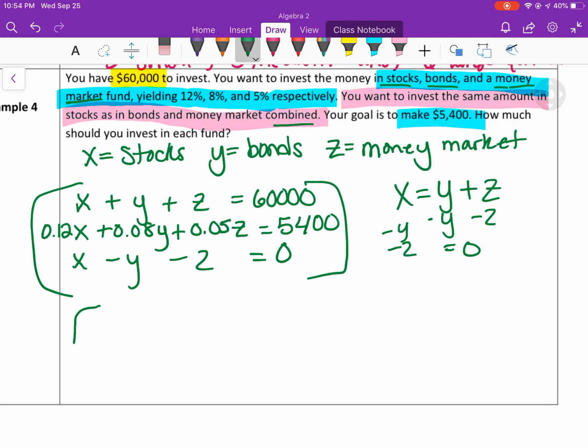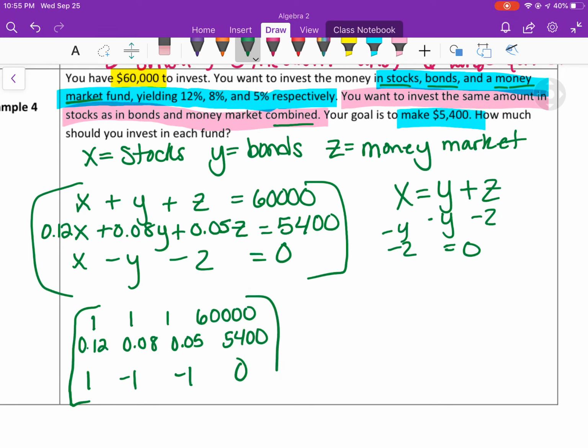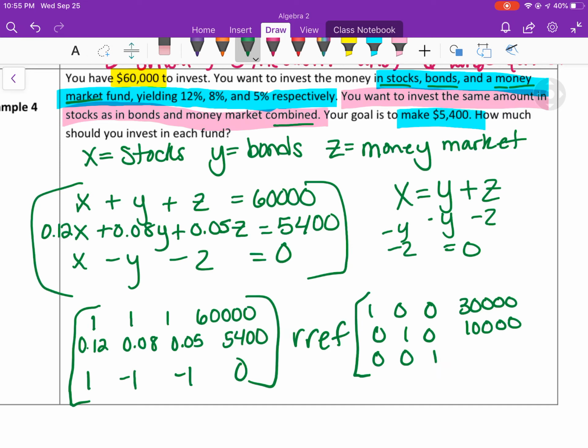Then we take these values and very carefully put them into an augmented matrix. So 1, 1, 1, 60,000; 0.12, 0.08, 0.05, 5,400. So make sure you're not typing in 0.8 and 0.5, that'd be 80% and 50% instead of 8 and 5. Then 1, -1, -1, 0. Use your calculator to find the row reduced echelon form, which is 1, 0, 0, 30,000. We have 0, 1, 0, 10,000. And then 0, 0, 1, 20,000.